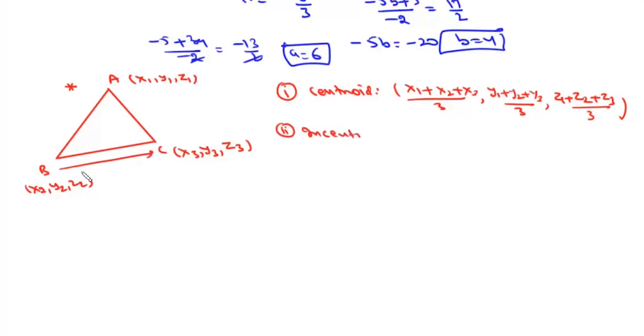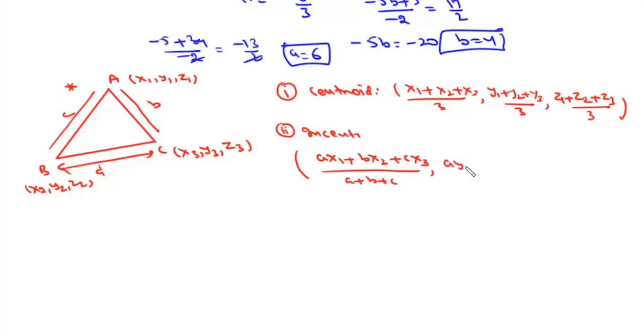Now if length of this side is a, length of the side is b, and here this length is c, then we can find incenter as ax1 plus bx2 plus cx3 upon a plus b plus c, and the same way we can write them for y and z coordinates. So it will be ay1 plus by2 plus cy3 upon a plus b plus c, and then az1 plus bz2 plus cz3 upon a plus b plus c.